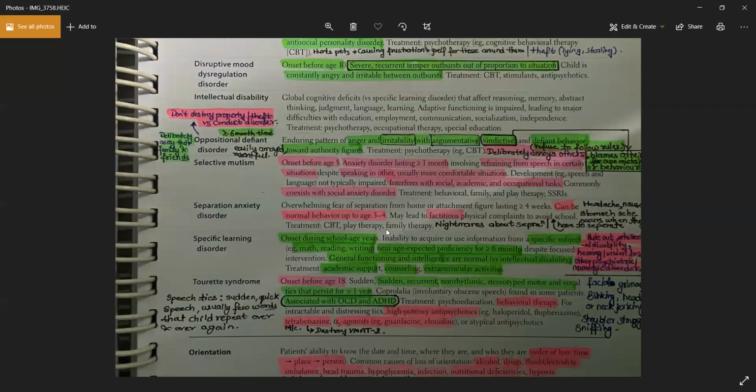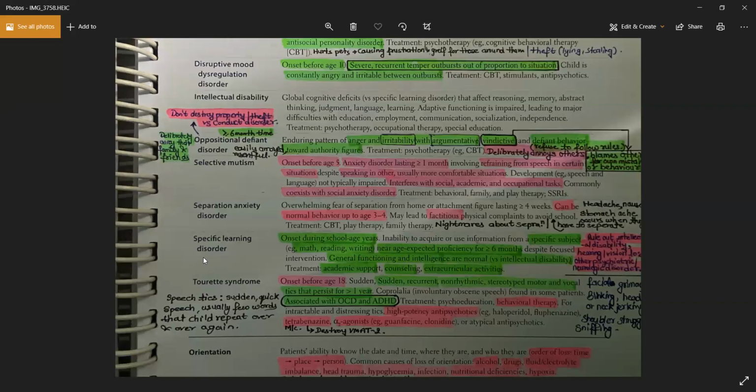Then you have a specific learning disorder, which we have discussed already. Whenever the patient has a learning disorder in a specific subject or in a specific situation, like in maths, or maybe in reading, writing, or speaking, in a very particular scenario, they will have the deficit in the learning. We call it a specific learning disorder.